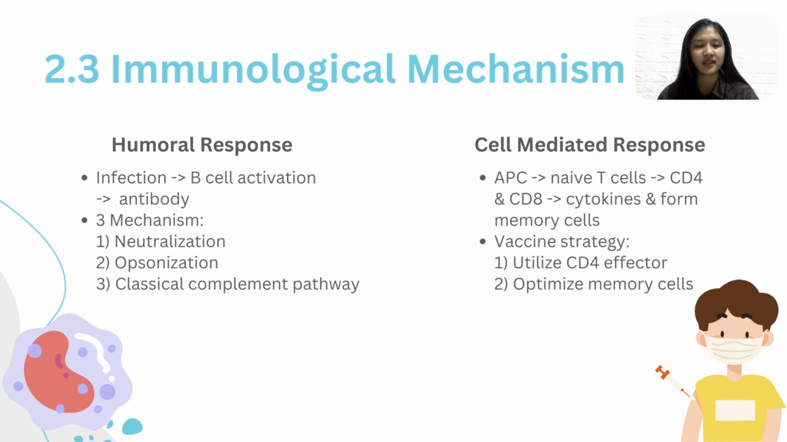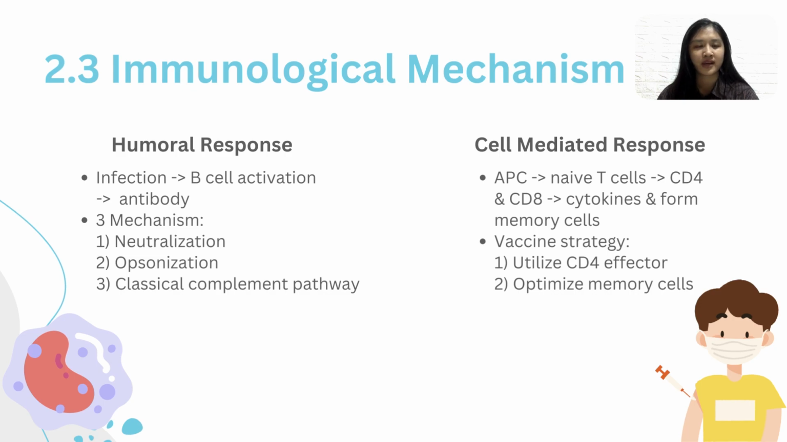Next is the cell-mediated response. Antigen-presenting cells will present antigen identified by T cells. Naive T cells differentiate into CD4 and CD8 through the maturation process. CD4 will release cytokines to activate CD8 and send macrophages to the site of foreign particles. After the foreign particles get controlled, CD8 will undergo apoptosis and the memory cells will form.